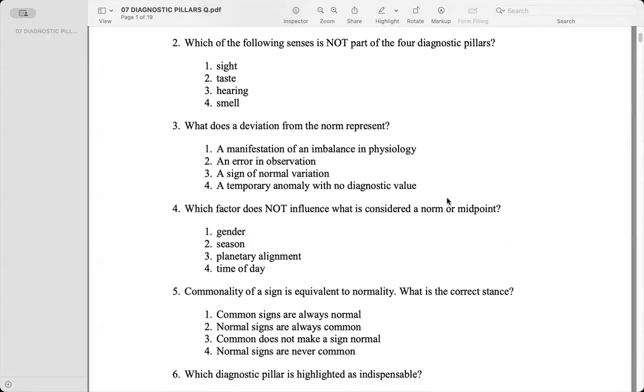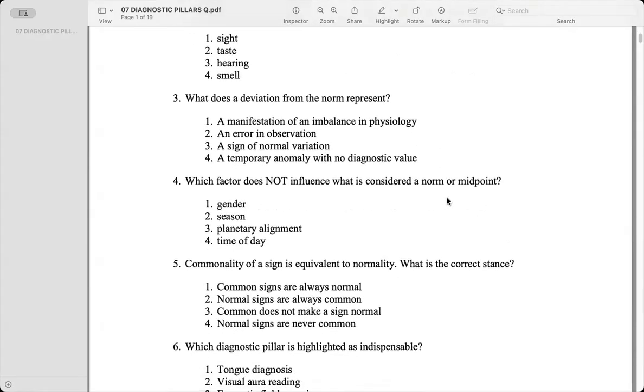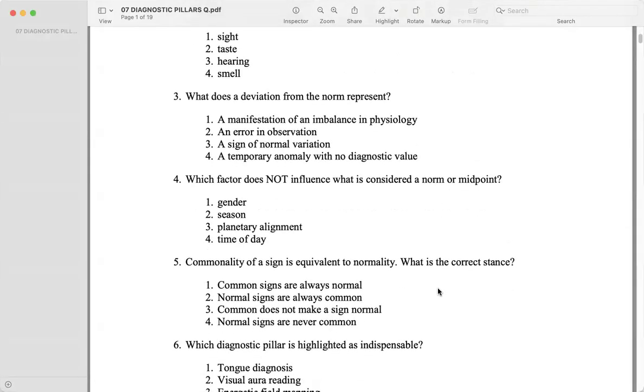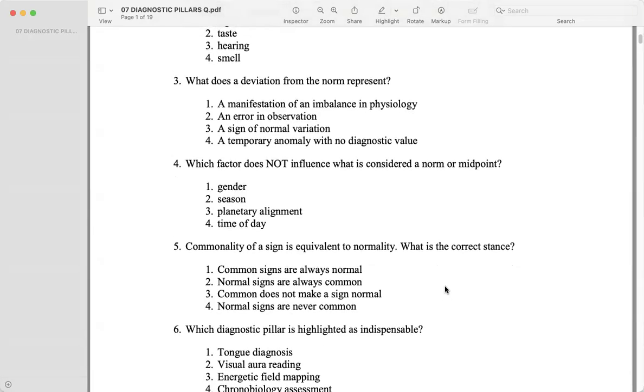What does a deviation from the norm represent? A manifestation of an imbalance in physiology, number one. Imbalance. When we say imbalance, it doesn't necessarily mean that your laboratory results will be positive, no? That's where we come in very, very useful.